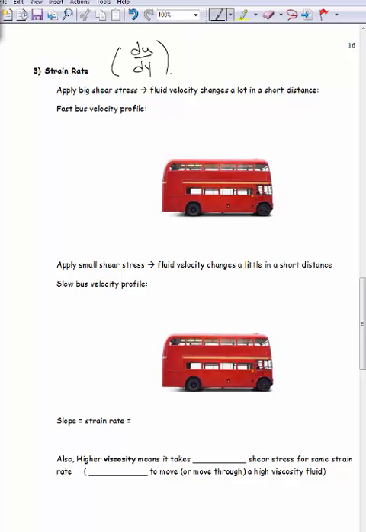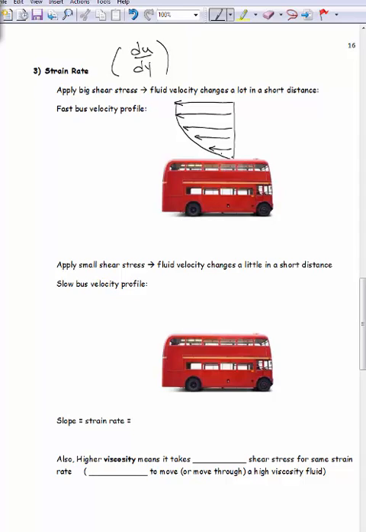Okay. So let's say we have a fast moving bus. Okay, so a fast moving bus is going to have a velocity profile that looks something like this. It still has to be 0 at the wall, at the bus's surface. And out away from the bus, you're going to have a great big velocity. So a big long arrow for a fast moving bus.